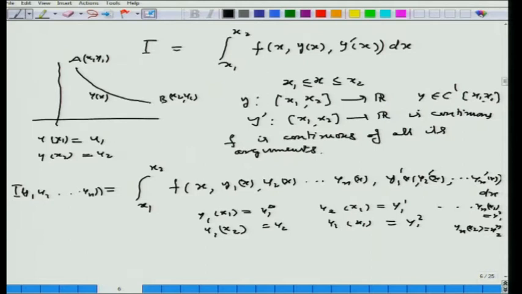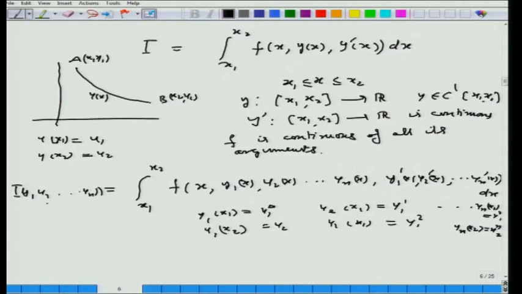Then we are supposed to find a y which will optimize the value of this integral, whether it will minimize or maximize. We will say that I gets optimized by the function y.